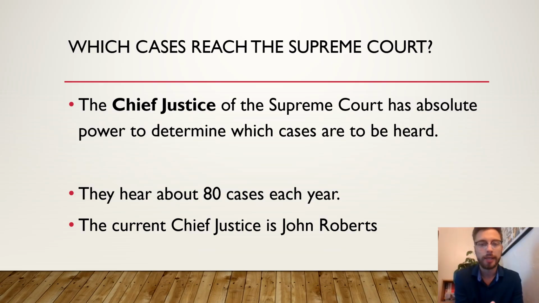Now, which cases reach the Supreme Court? We talked about the Supreme Court a lot, the individuals that make up this body, but what about the cases? Well, I mentioned they hear about 80 cases a year, but the cases that they hear are determined by the Chief Justice of the Supreme Court. The Chief Justice of the Supreme Court has absolute power to determine which cases are to be heard, and the current Chief Justice is old Johnny Roberts.